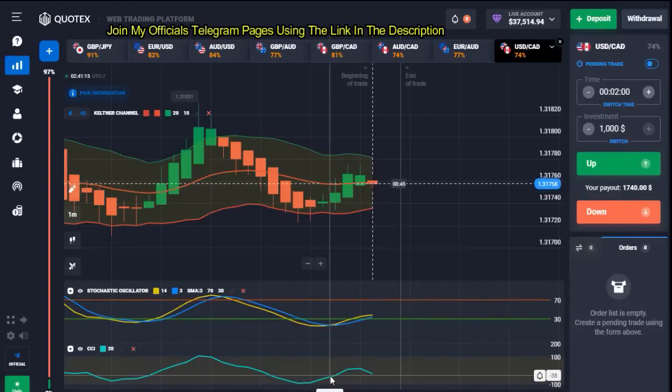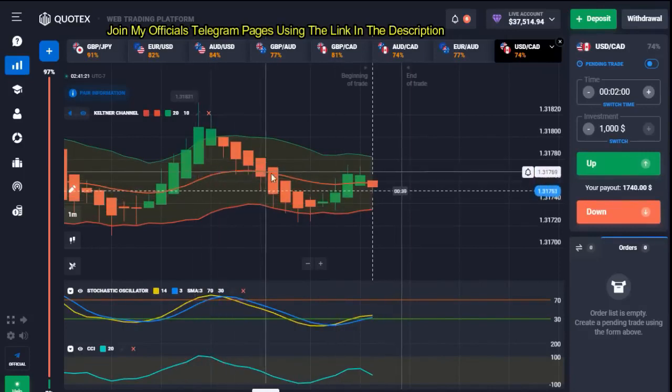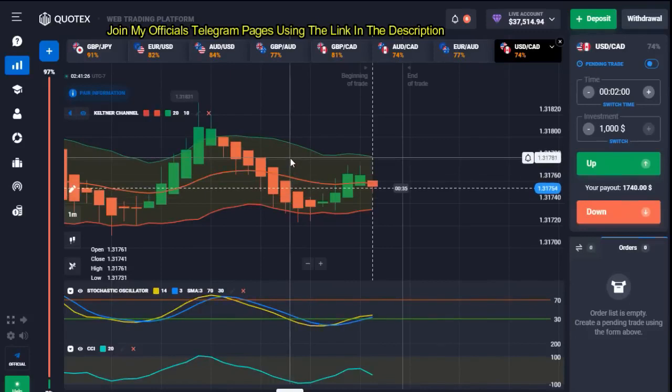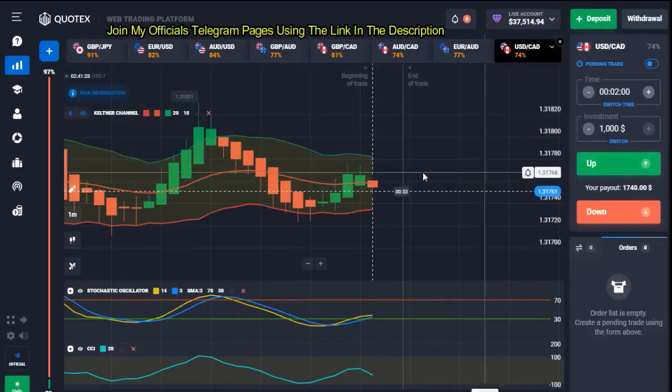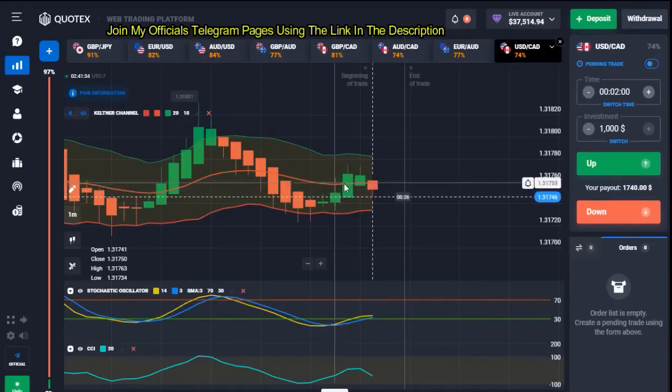And the reason why we are using the Keltner channel is to see that the middle line here is a bridge between up and down, between the support and the resistance. So always make sure that if you are taking a trade to go down, the candle you are placing your trade on must be very far from the middle line.